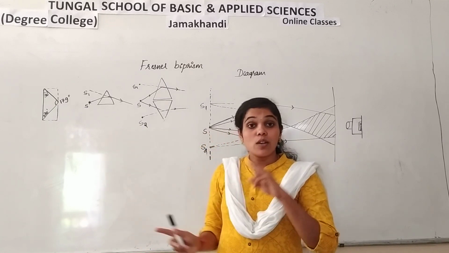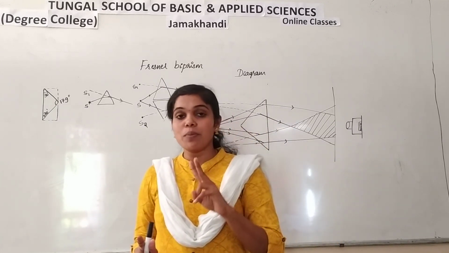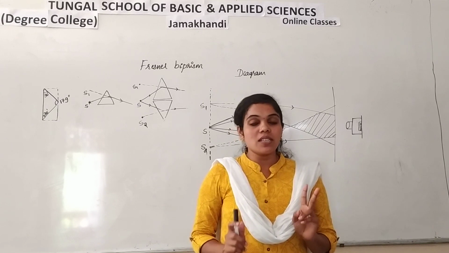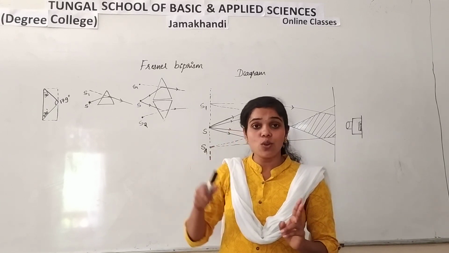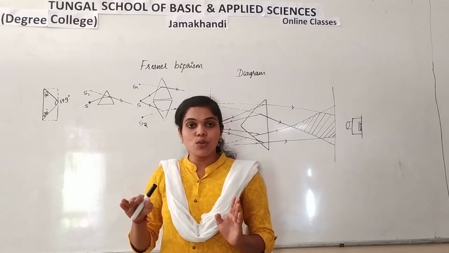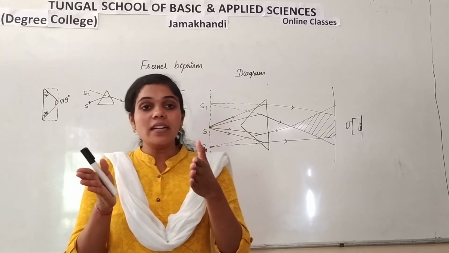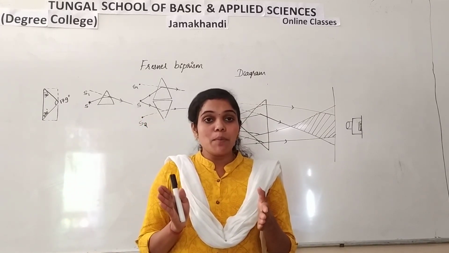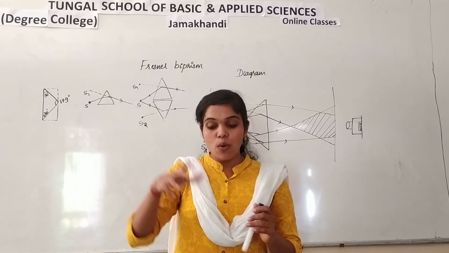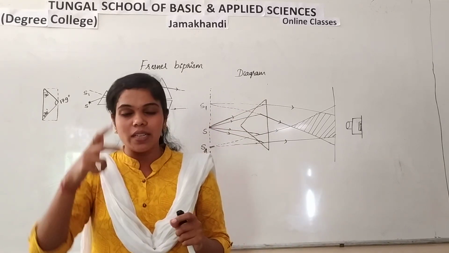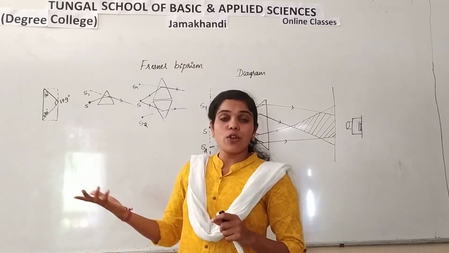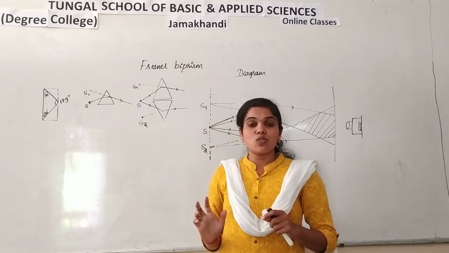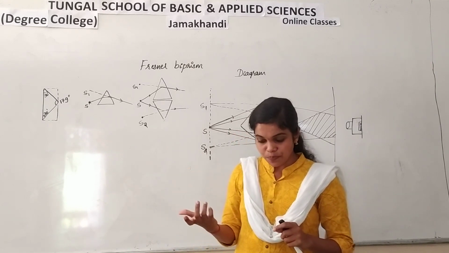Biprism we are going to place on the optical bench. Optical bench consists of two horizontal long rods, and these two will be at the same height and are exactly parallel to each other. So now on these horizontal rods we are going to place what? These optical instruments we are going to place.